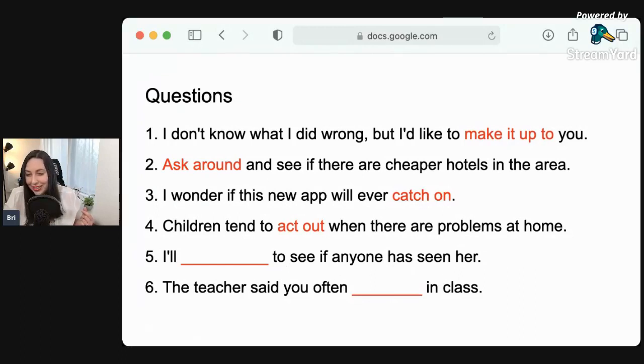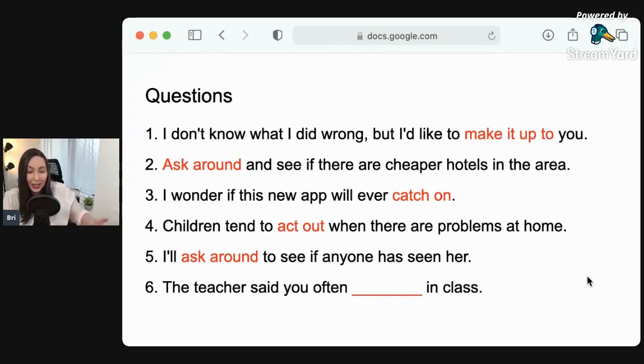Oh, very good. I see some correct answers right away. Good job. Okay, everyone, good job. I'll ask around to see if anyone has seen her. Perfect. So I will go and ask the neighbors. I will ask her classmates, her teachers. I will ask many people and try to find if anyone has seen her. Okay, very good. Last one.